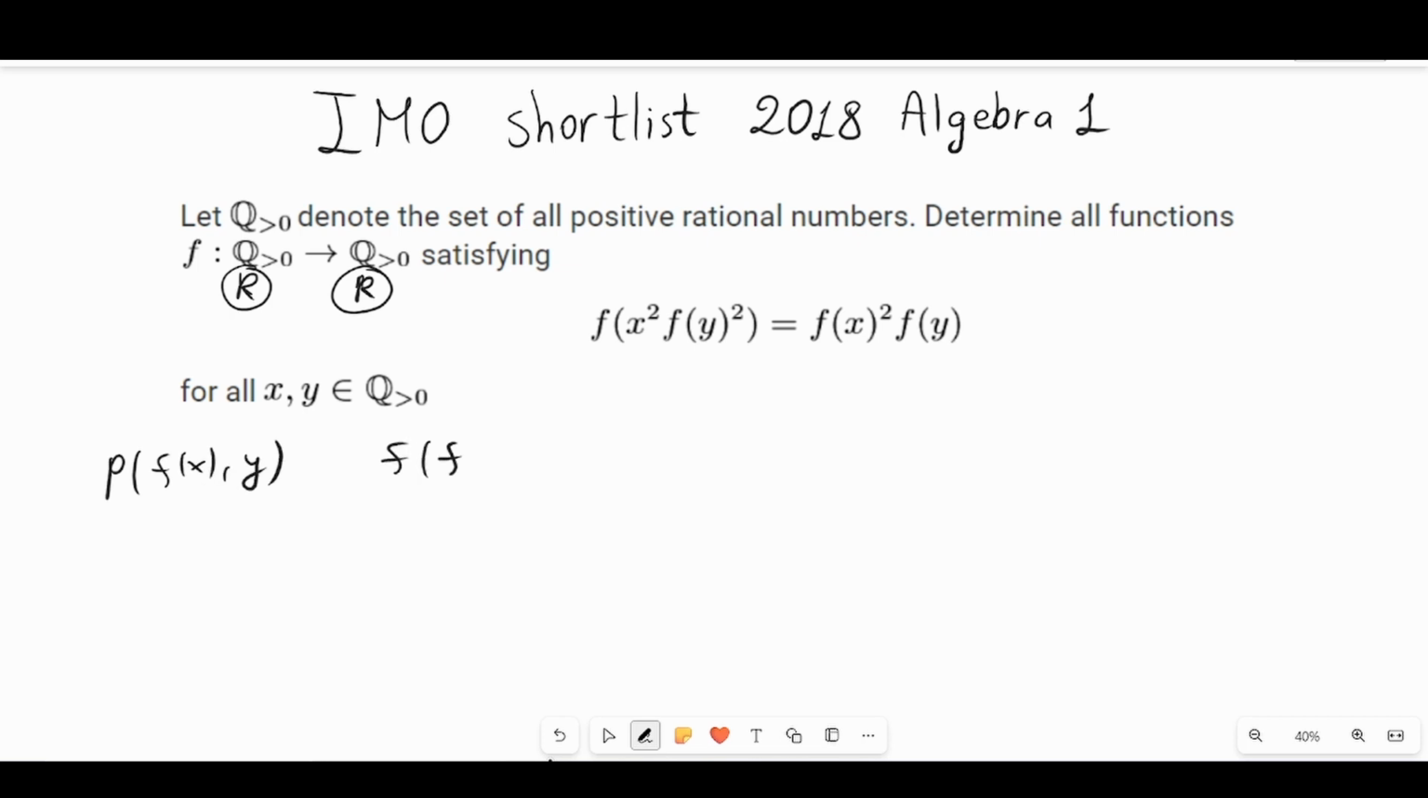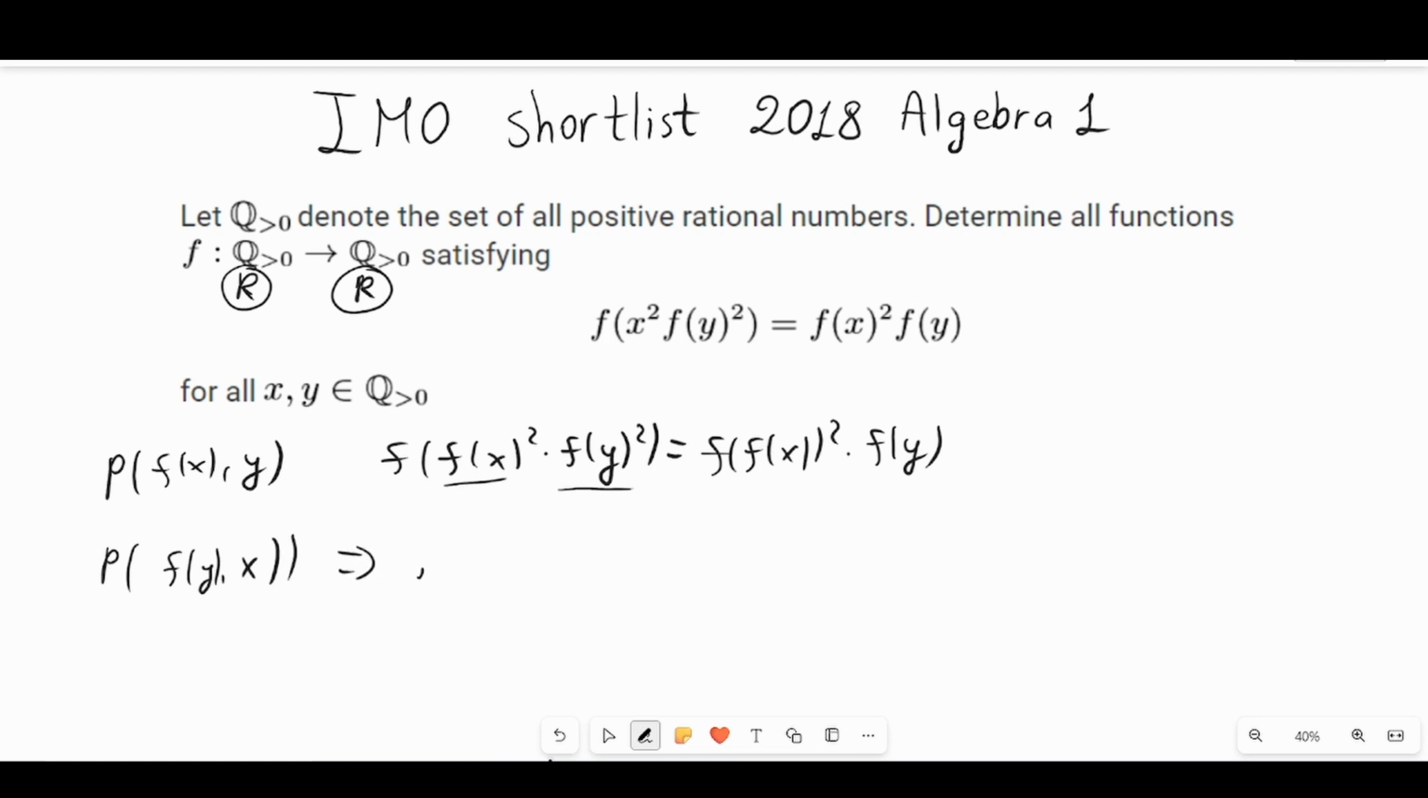that f of f(x)^2 times f(y)^2 equals f of f(x^2) times f(y). And now we can see that left-hand side is symmetric for x and y, but the same thing can't be said for the right-hand side. So if we write f of y and x, from here we can get that f of f(y)^2 times f(x)^2 equals f of f(y^2) times f(x).